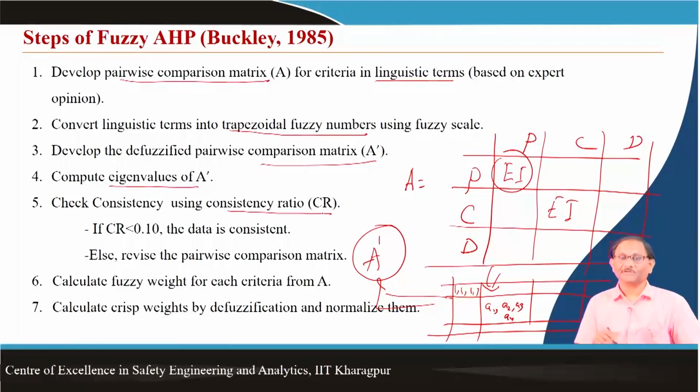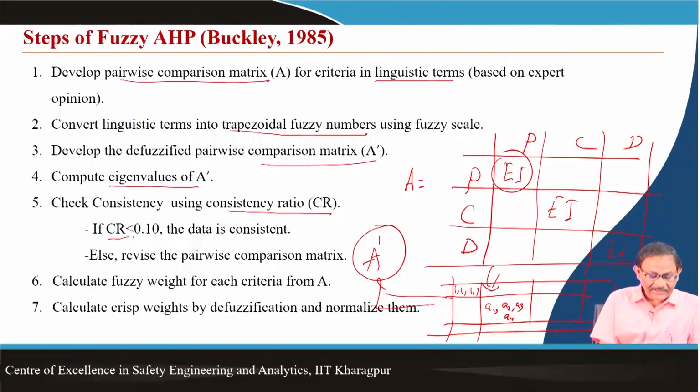So, whether the pairwise comparison is consistent or not, that you have to check. For that checking, there is a formula, we will use it, and then the CR, if it is less than 0.1, the data will be consistent. Otherwise, you have to change the comparison matrix. The expert's input, the way it is given, is not correct. Some changes are required. You consult the experts again, get the revised data and do it.